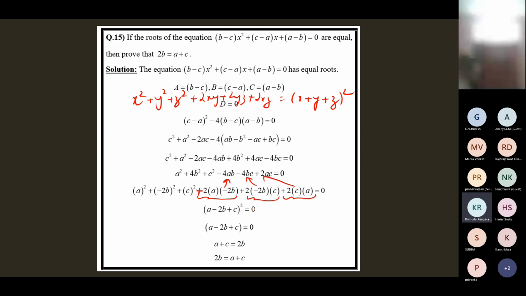So a minus 2b plus c the whole square is equal to 0, which means, see here, if x minus y the whole square is equal to 0, that means x minus y is also 0. So a minus 2b plus c is equal to 0. Now on transposing, you will get a plus c is equal to 2b, because the result looks something like that. 2b is taken separately, so transpose 2b, and you will get a plus c is equal to 2b.